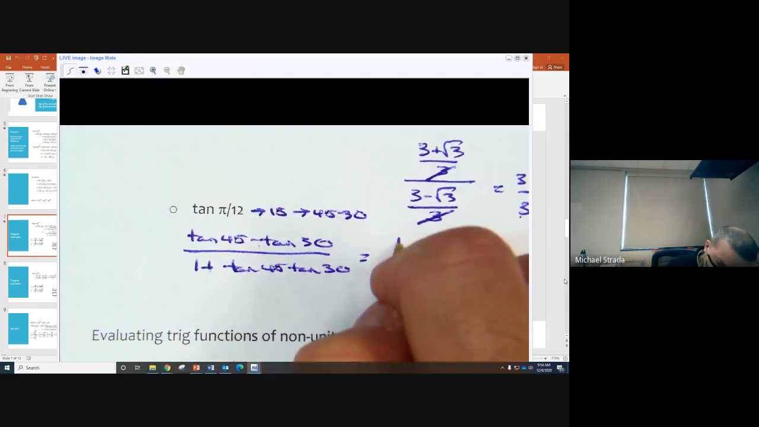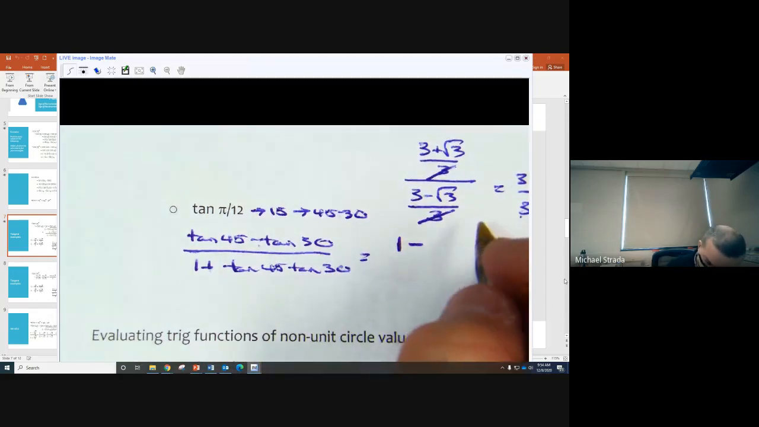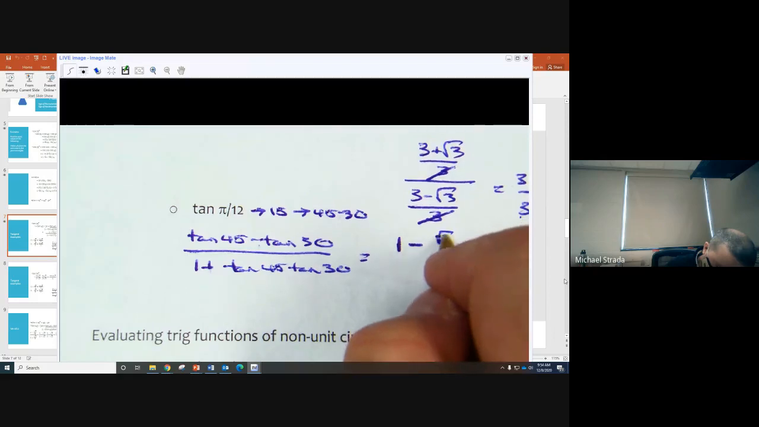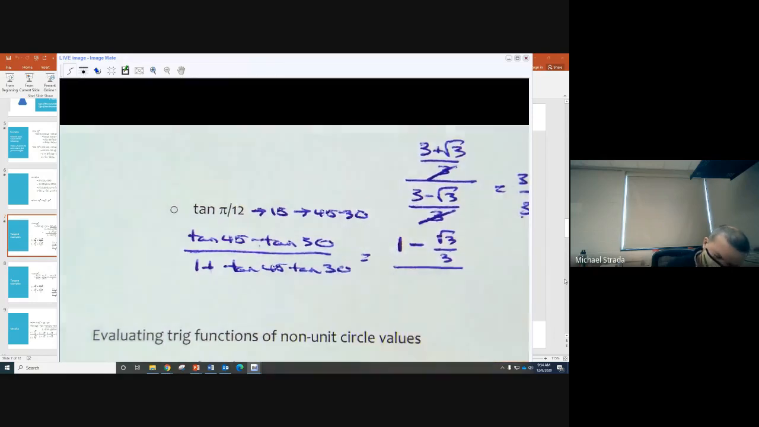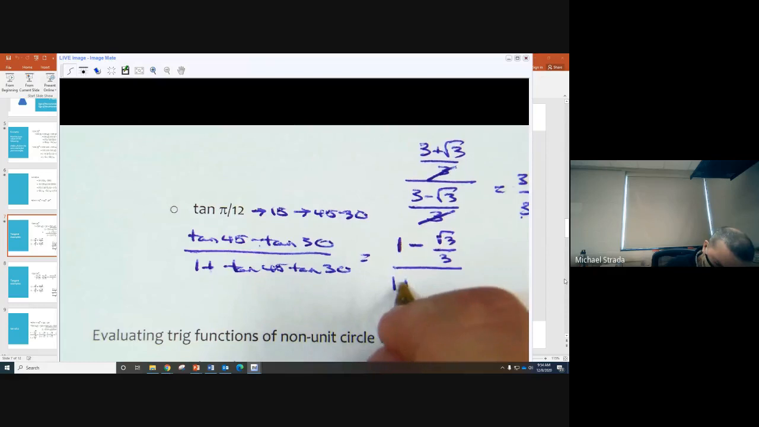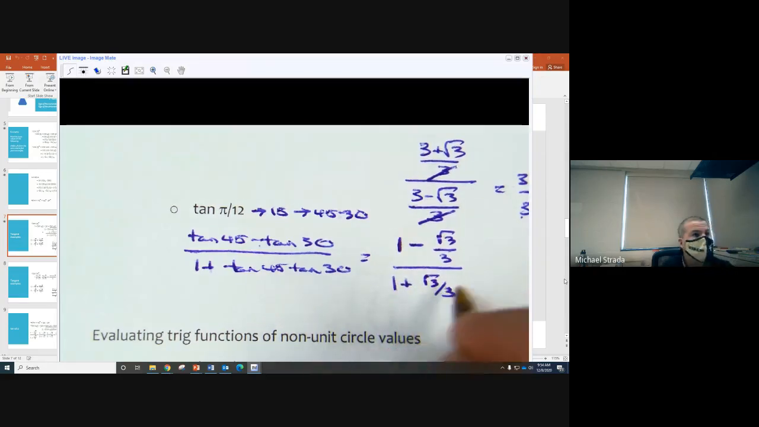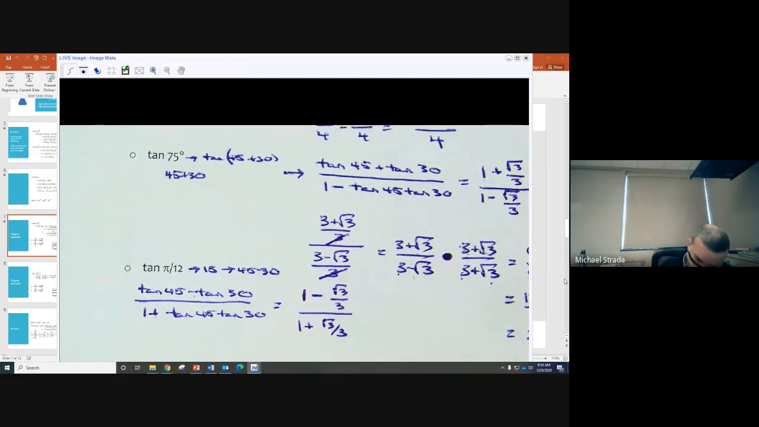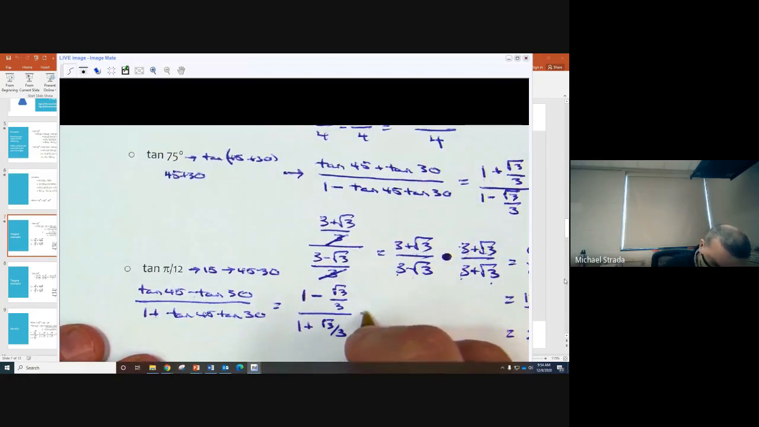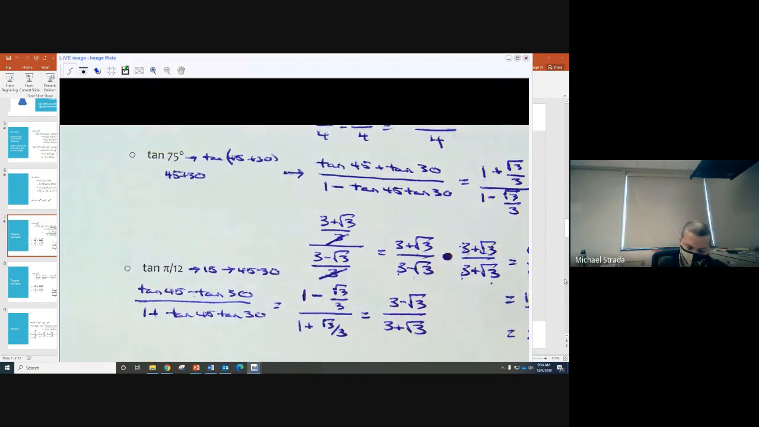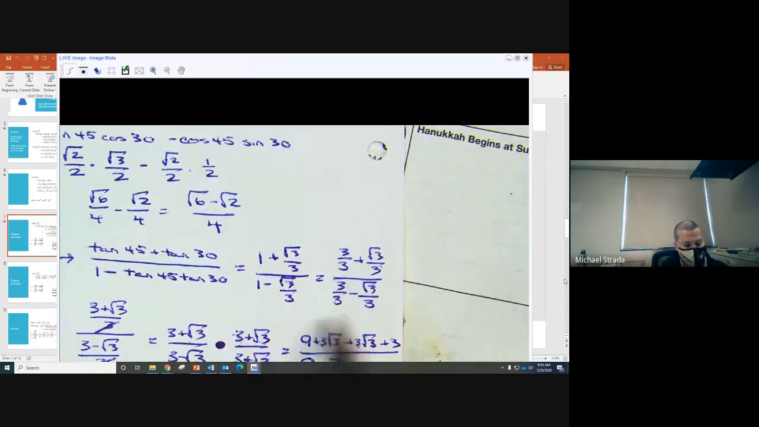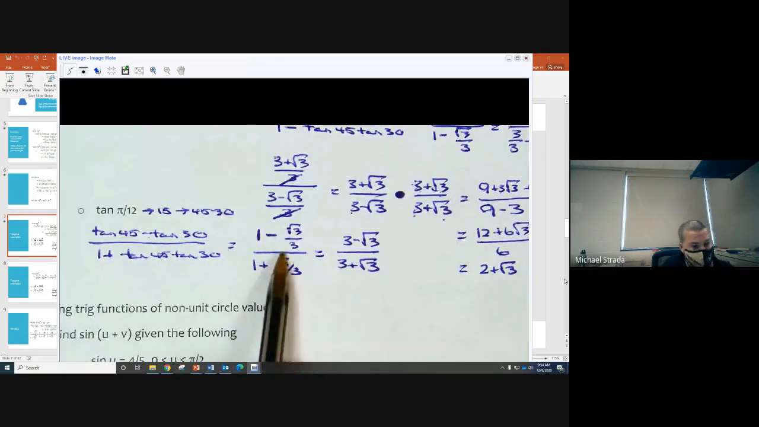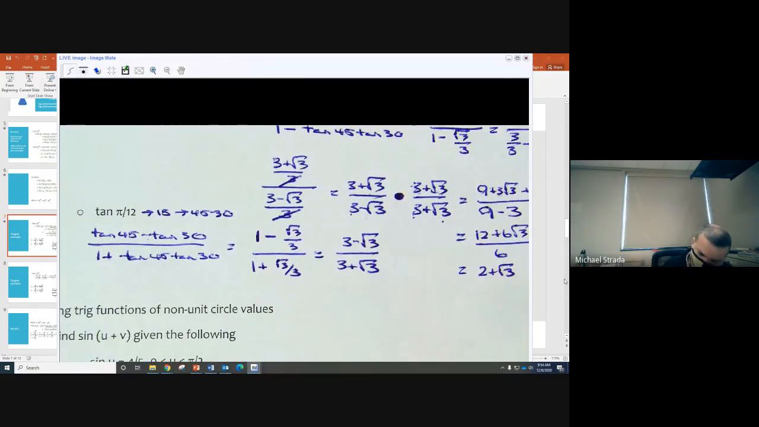Tangent of 45 is 1. Tangent of 30 is root 3 over 3, over 1 plus root 3 over 3. You'll notice they're pretty much the same thing. This will eventually become 3 minus root 3 over 3 plus root 3. So if you want to show all these steps, feel free. If you want to go right from there to there, I'm fine.